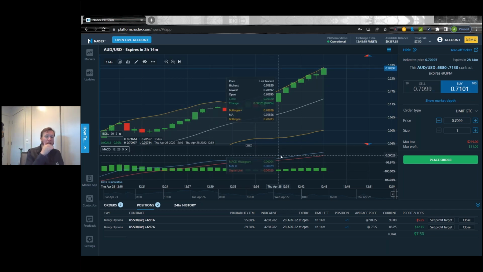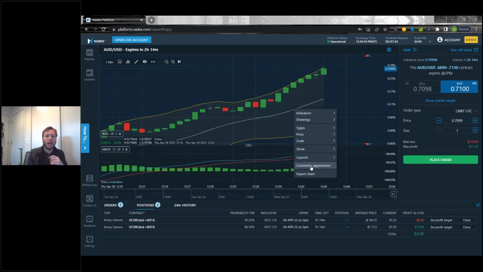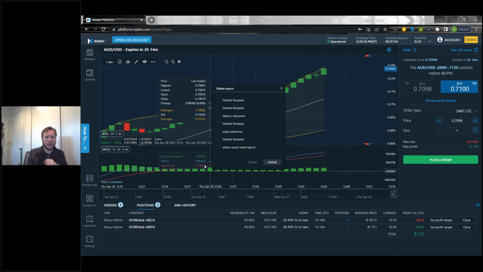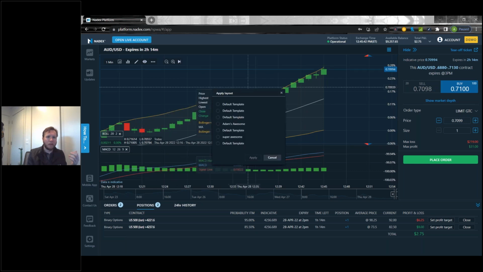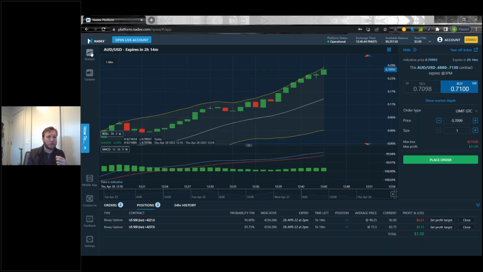So again, this is super useful if you always have a suite of indicators that you want to overlay. You can save that indicator suite, all of them together, as a layout, and whenever you get onto your platform, put them on very easily. And if you want to go ahead and delete them, let's say I don't want Adam's super sweet layout anymore, I can select that and delete it. And now it's not there anymore. So that's going to be how you actually get your layouts.